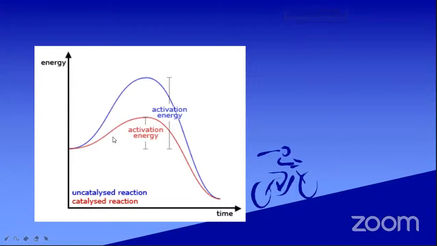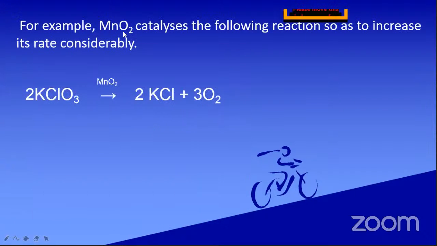So like this. This is with the catalyst. This is without catalyst. Without catalyst, more activation energy is required. Here, less activation energy is required. So this is one of the examples.